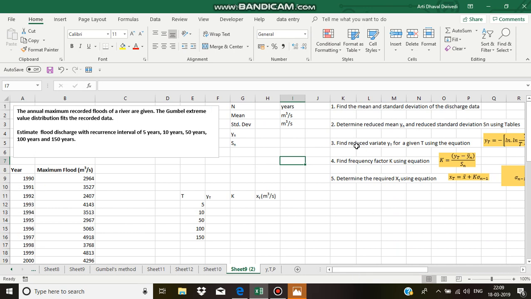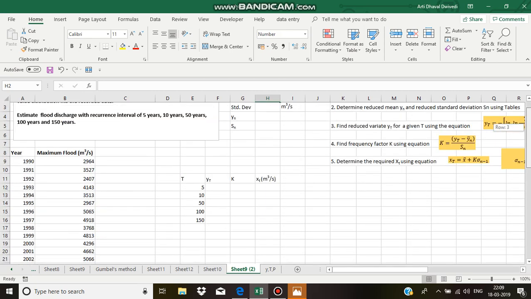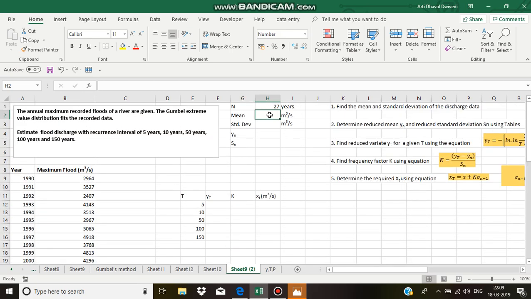We'll follow this procedure step by step to obtain the required xt, which is the maximum flood corresponding to recurrence interval of 5 years, 10 years, 50 years, 100 years and 150 years. Find the mean and standard deviation of the discharge data. First of all, n is 27 years, 1992 to 2016. So n is 27 years.